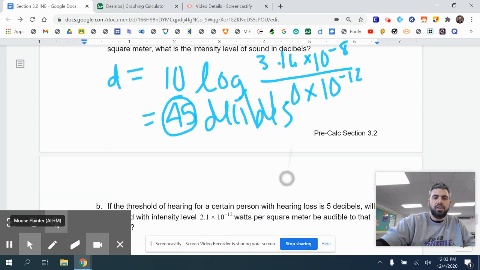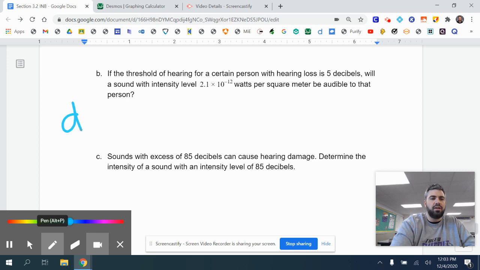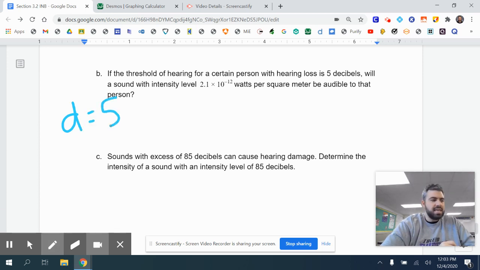All right, so let's look at another one. Now, let's say the threshold of hearing for a certain person with hearing loss is 5 decibels, so very small. Will a sound with intensity of 2.1 times 10 to the negative 12 watts per square meter be audible to that person? Basically it's saying if D is equal to 5, is a sound at 2.1 times 10 to the negative 12 going to be greater than 5? Are they going to be able to hear it? That's really what we're looking for.